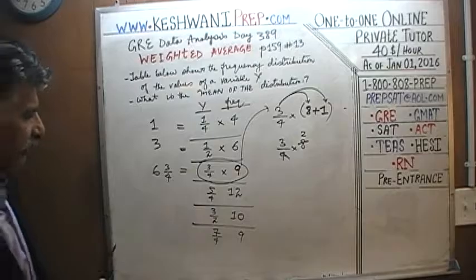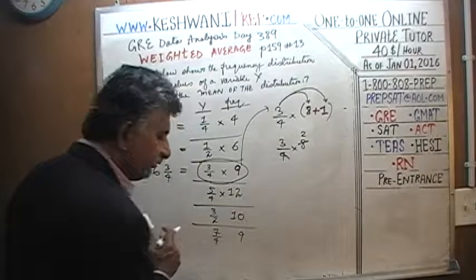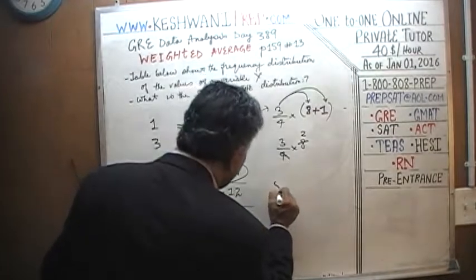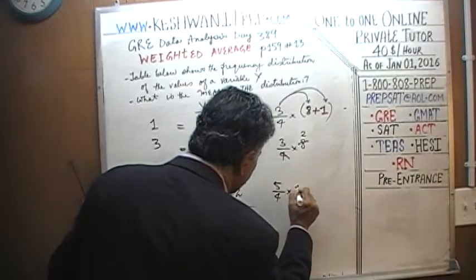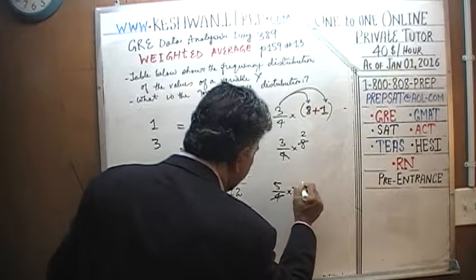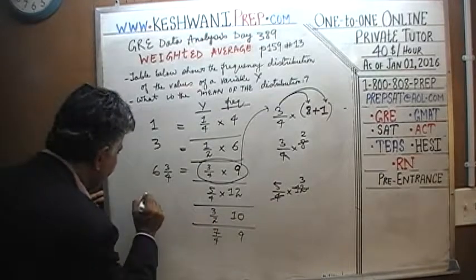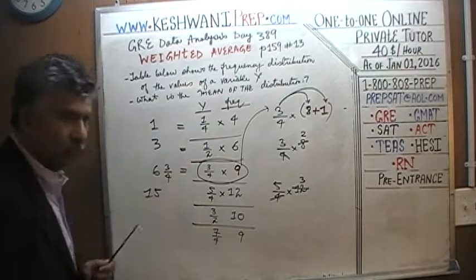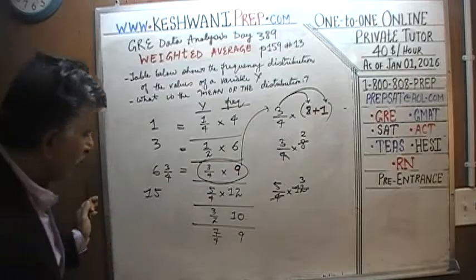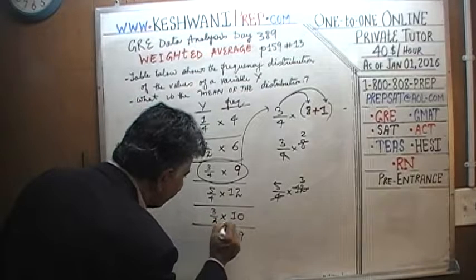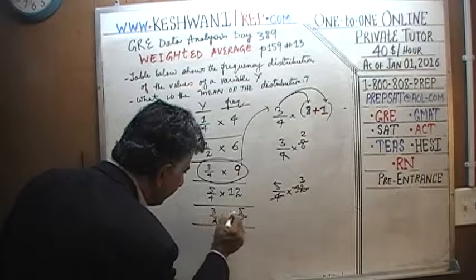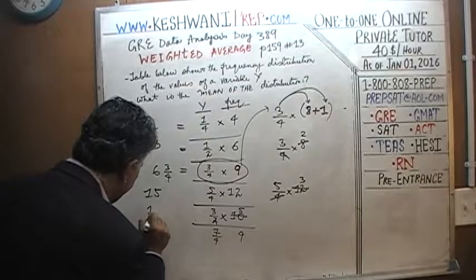The next one is also very straightforward. It's 5 quarters times 12. 4 is going to cancel away with 12 3 times. And we're going to end up with 5 times 3, which is 15. That was, as I said, straightforward. The next one was also quite simple. 2 is going to cancel out with 5, and we're going to end up with 3 times 5. Oh, that is also 15.